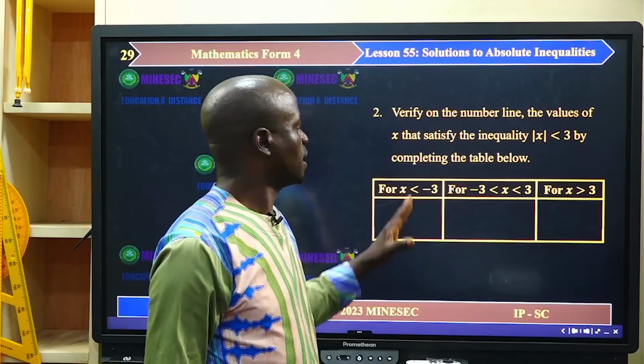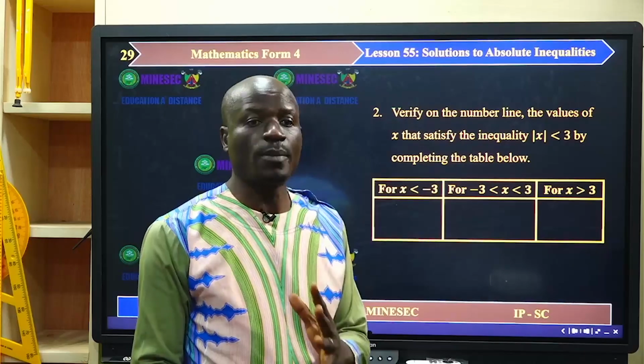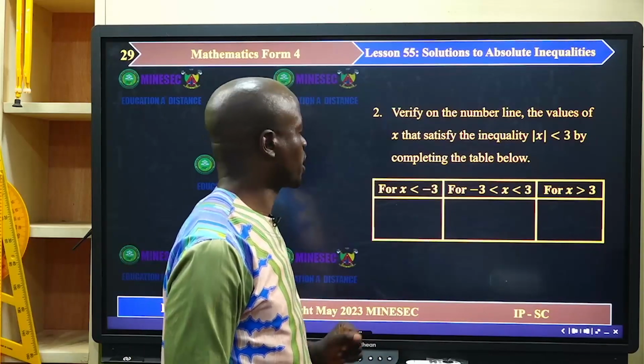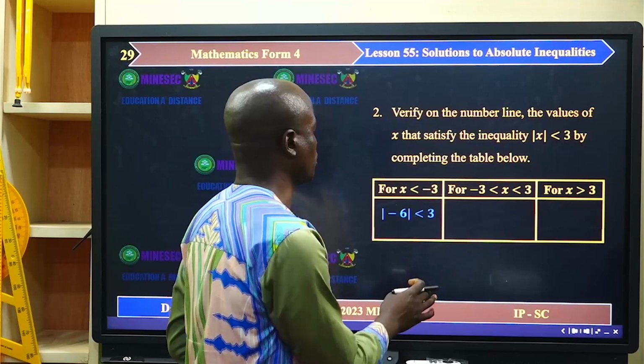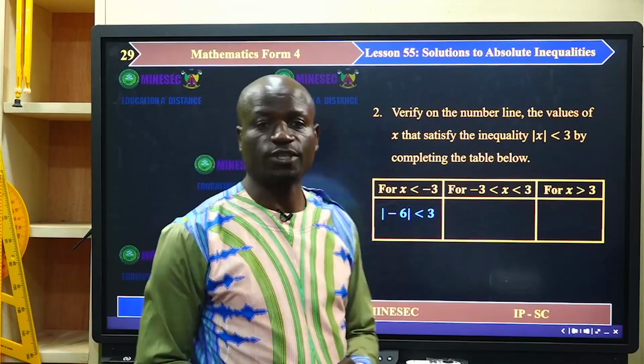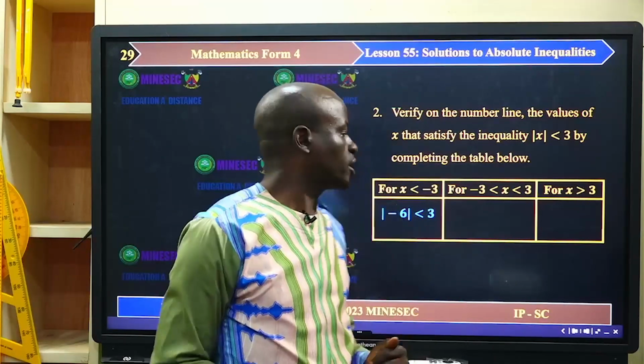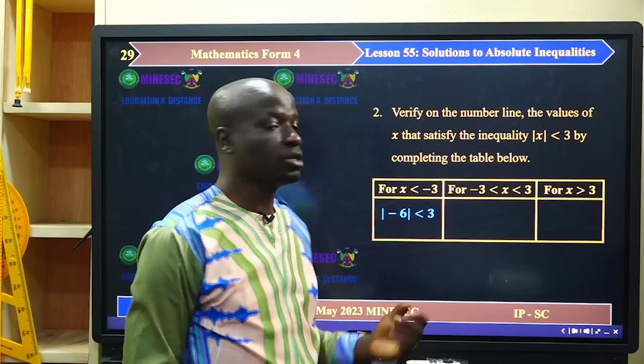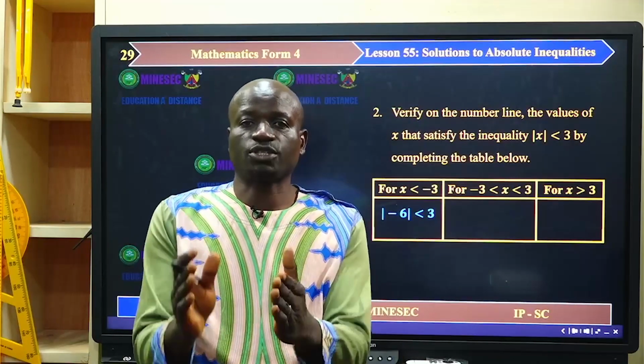Let's now take a number that is less than negative 3. If we take negative 6, the absolute value of negative 6 is positive 6.